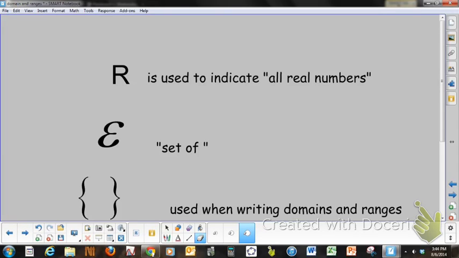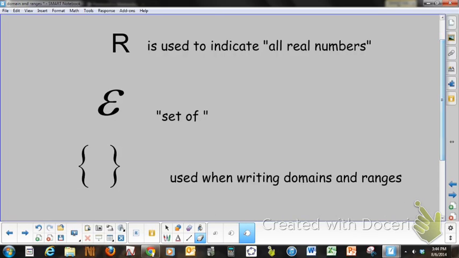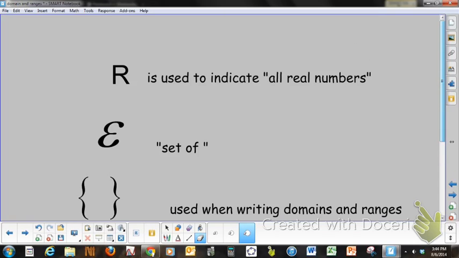And in domain and range notation, we use a little bit of symbolic language. We use a big R to indicate all real numbers. We use this little sign, the element-of sign, that means "is in the set of," so a set of all real numbers. And we use these squiggly brackets when we're dealing with domains and ranges. This is the kind of notation that we use.